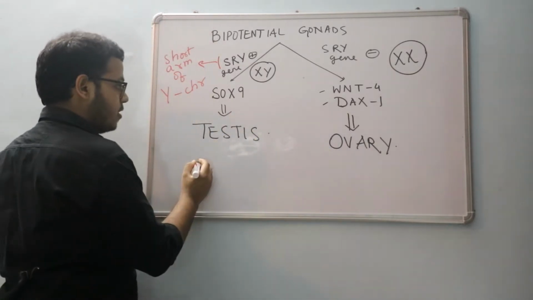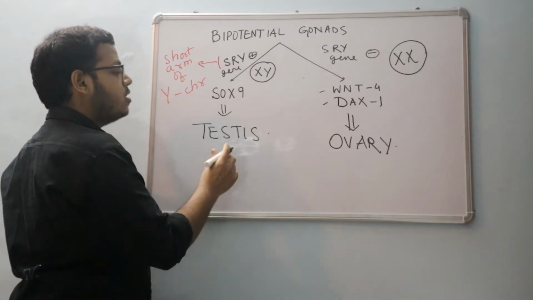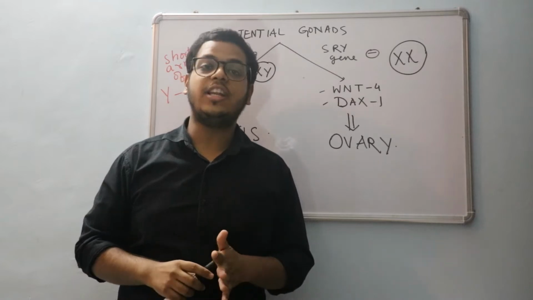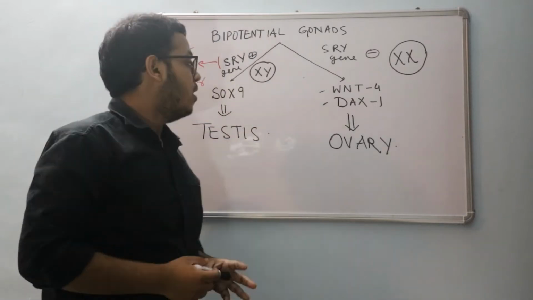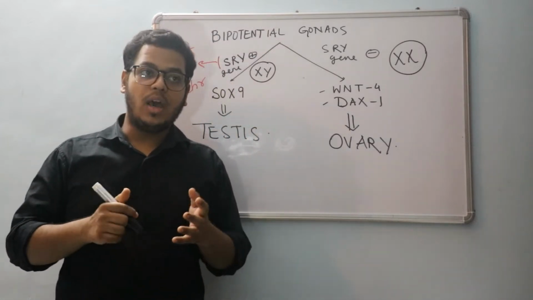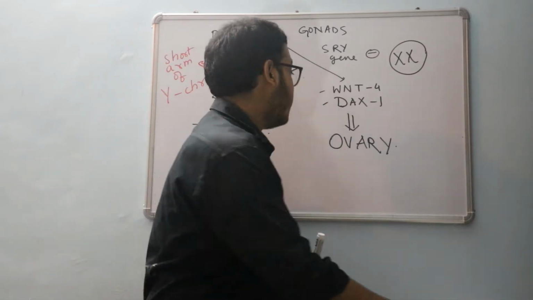And this sexual differentiation is completed by the end of 6 to 7 weeks of intrauterine life. Now let us discuss some further topics in the basics.